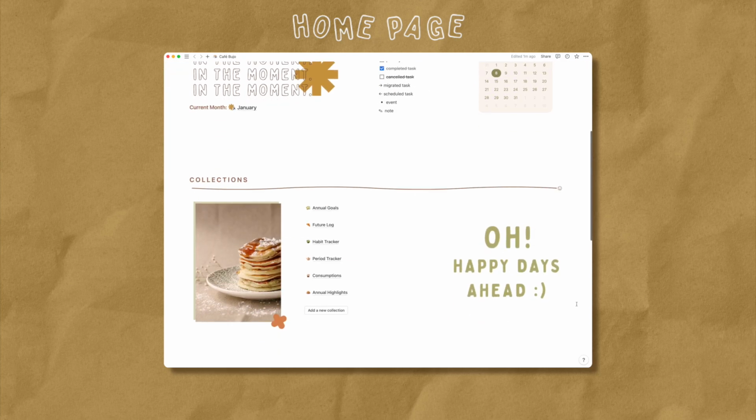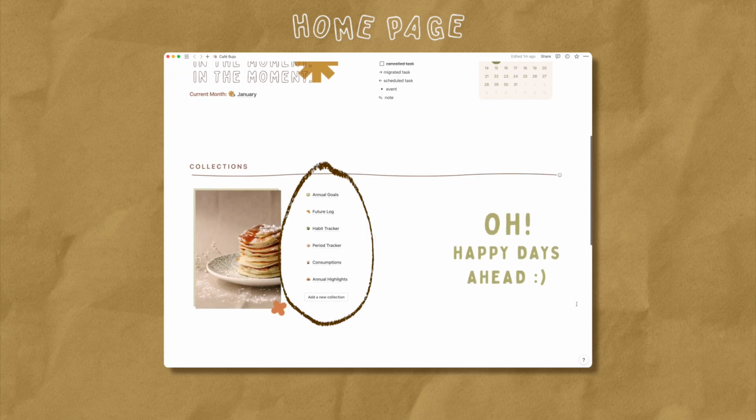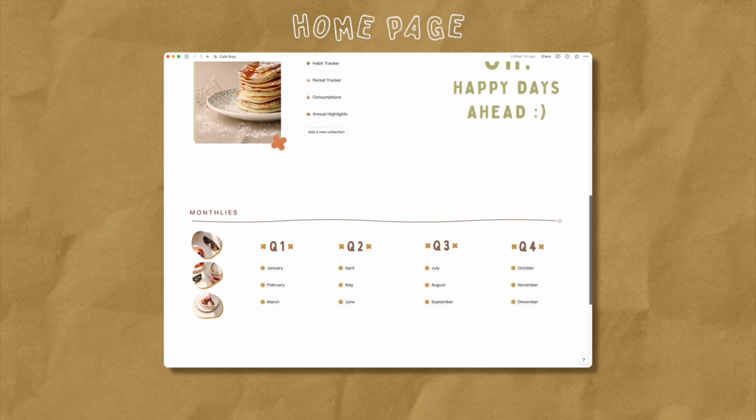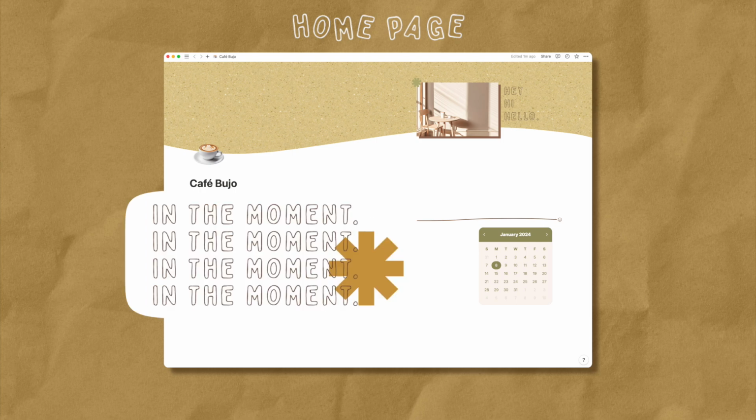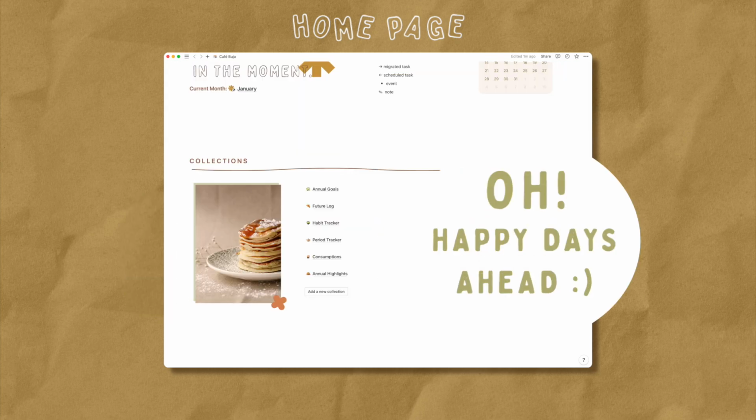This is the collection section where I have a bunch of pages for different uses, and I'll show you how each one of them looks in a little while. Lastly, this is the monthly pages section, which I have organized by quarters of the year. And of course, I had to decorate the page with cute cafe theme graphics.